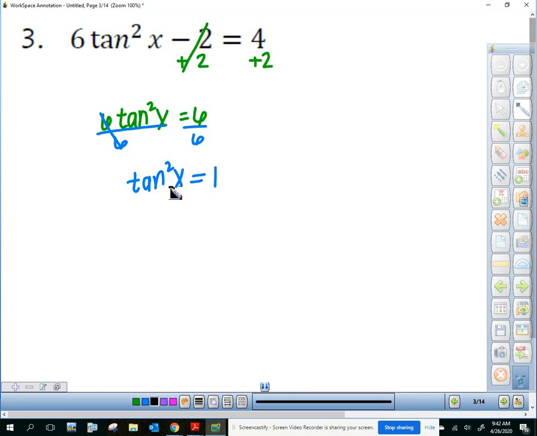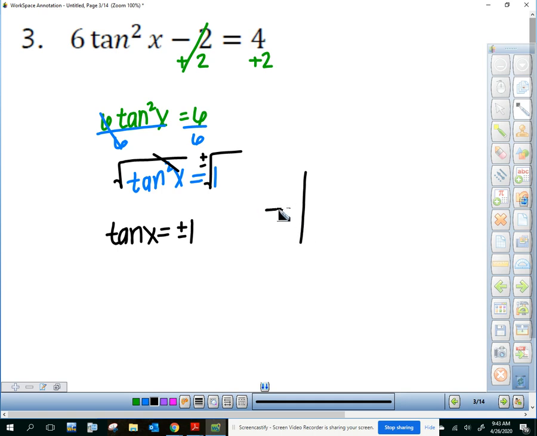And remember, I've got to isolate the tangent x completely. So to get rid of the square, I take the square root. Now remember, when you take the square root as a step in solving, you have to make sure you put that plus or minus in front of it. Okay, so we've got tangent of x is positive or negative 1.